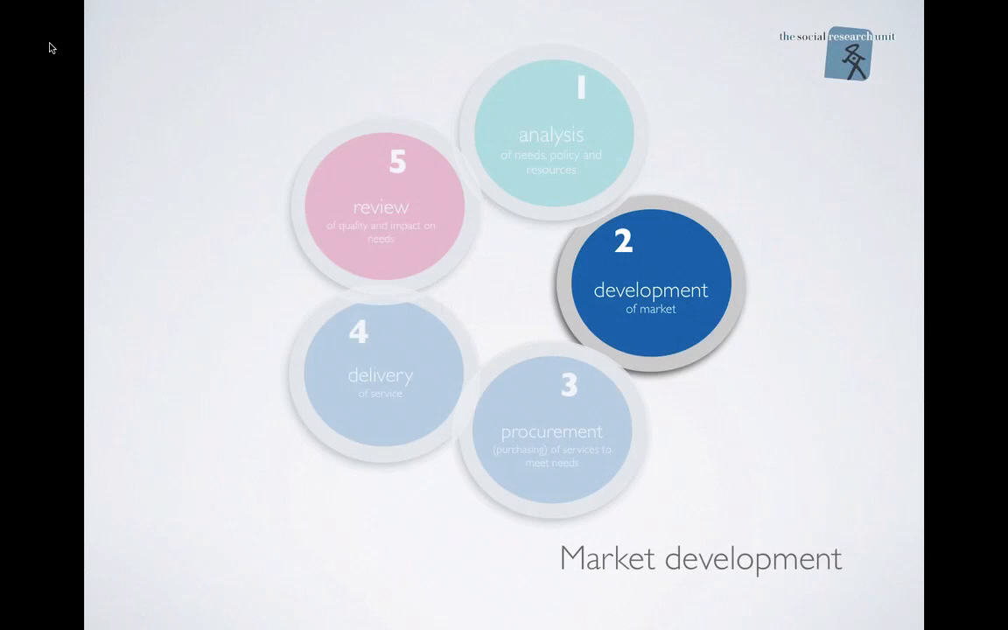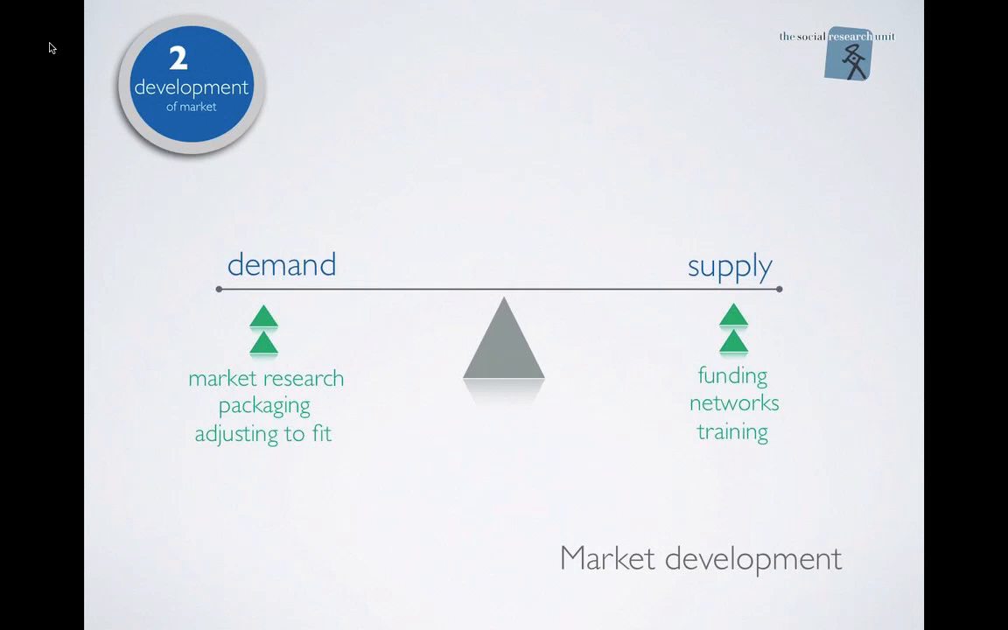Thank you. Now, the second step in the commissioning cycle involves developing the market. Market development is a process involving a partnership between community members, service providers, and local authority commissioners. In order to shape the market in a direction that supports the strategic commissioning of evidence-based programs, it is essential for commissioners to understand the supply of services.